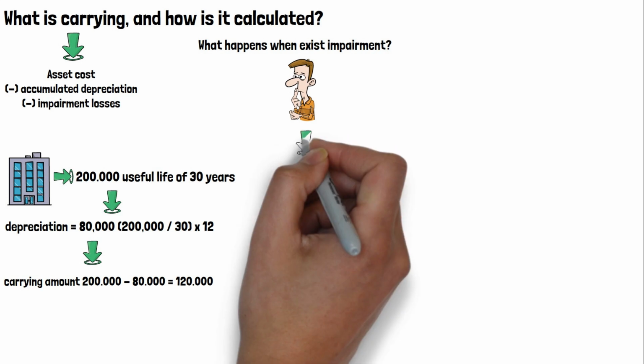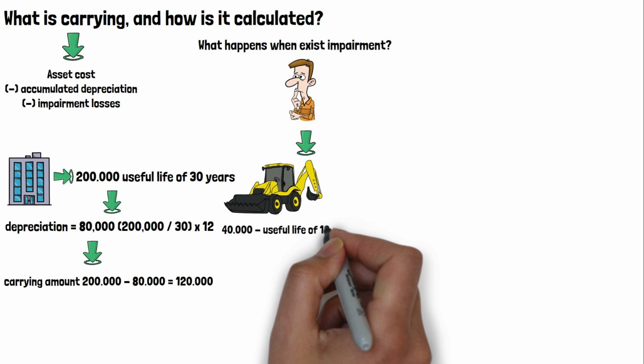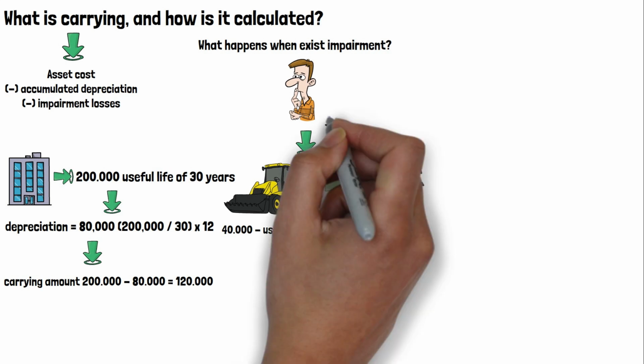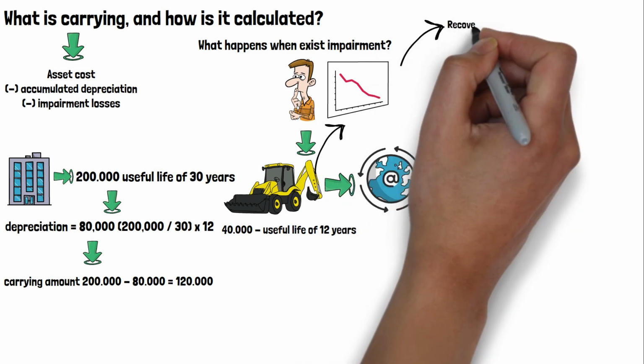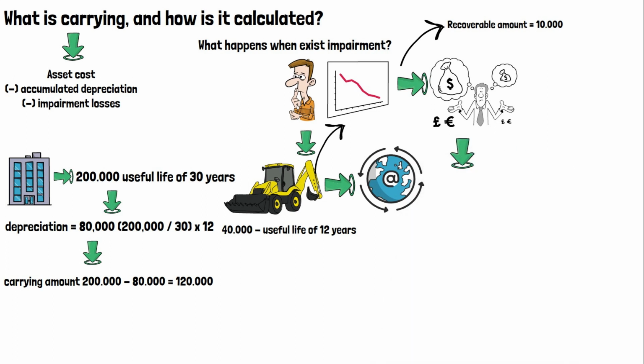For example, let's assume that an entity acquires a machine in year 1 for $40,000 with a useful life of 12 years. At the end of year 5, the machines were obsolete because new technologies entered the market. The consequence of this economic event is that the machines lost value. In other words, the recoverable amount of the asset is now $10,000. When we refer to the recoverable amount, we mean the maximum value for which an entity could sell this asset in the market. As you can see, the company must recognize an impairment loss.